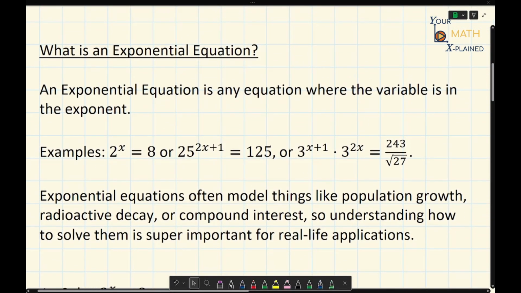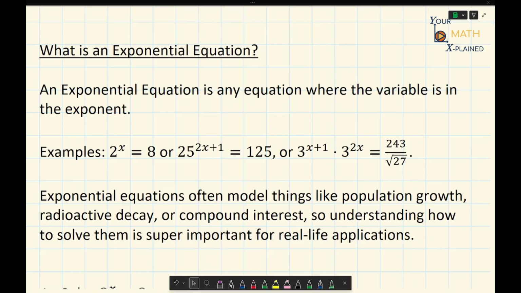So what exactly is an exponential equation? An exponential equation is any equation where the variable is in the exponent. So here we have some examples.